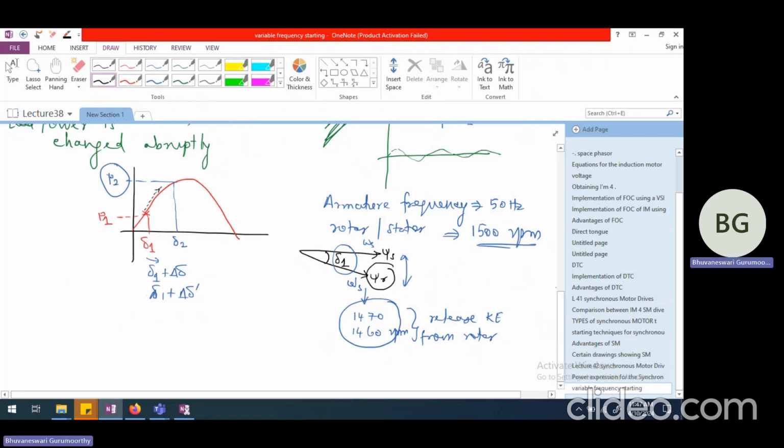When the power generated has increased to delta 2, actually it should have arrested any further decline in the speed, or at least arrested whatever value of load angle exists between the stator flux and rotor flux linkage. But please remember, the speed is now only 1460 RPM, whereas the stator revolving magnetic field speed is 1500 RPM. So these two are different from each other. So I should say omega s minus omega r dash multiplied by t is the incremental change in delta.